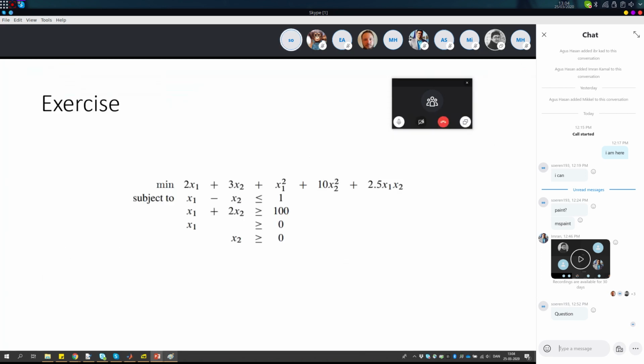Now, how about this one? This is an exercise for you. I will give you 3 minutes, and then you look into this problem. I want you to define what is H, what is the F, linear terms, and what is A. Okay. 3 minutes.